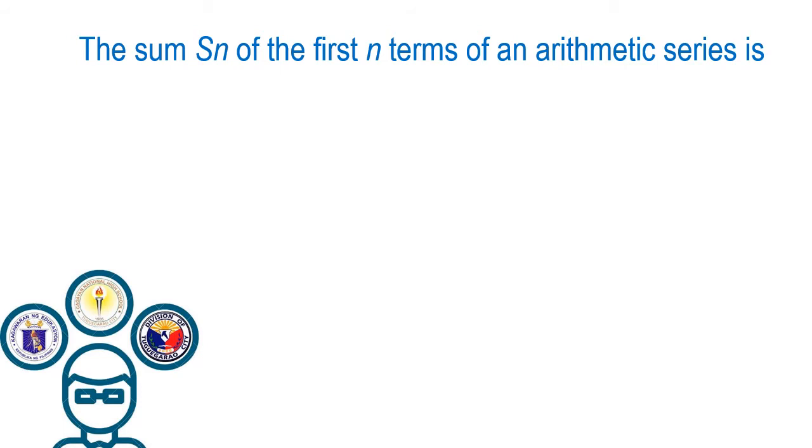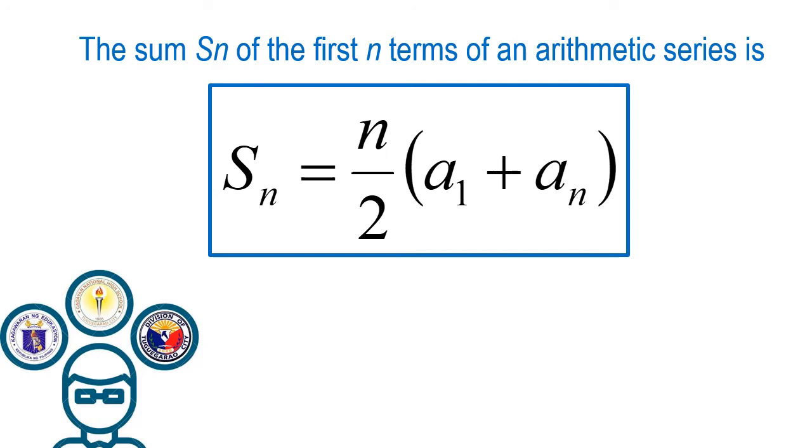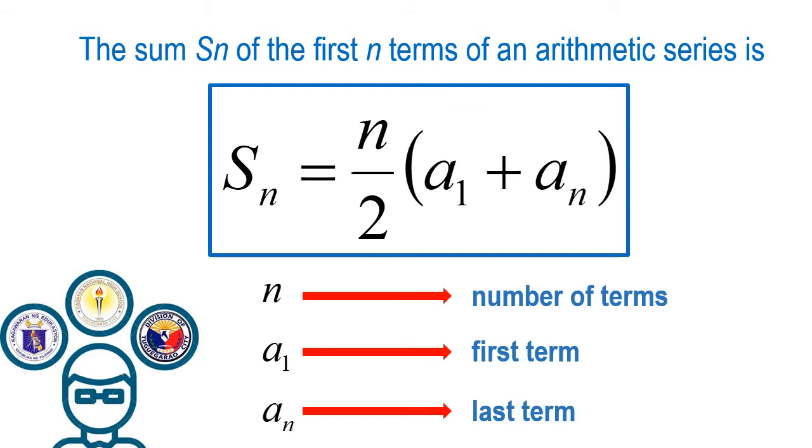From the 3 given examples, class, we can now say that the sum of the first n terms of an arithmetic series, which we denote as S sub n, is S sub n equals n over 2 times a sub 1 plus a sub n, where n is the number of terms, a sub 1 is the first term, and a sub n is the last term.